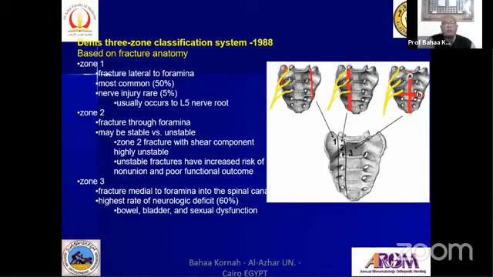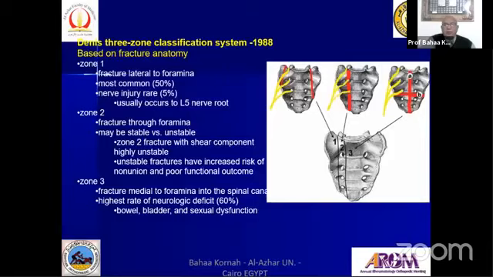Zone 1 is the fracture lateral to the foramen, the most common at 50%, and nerve injury is rare, accounting for 5%. Zone 2 includes the foramen, a fracture through the foramen, and may be stable or unstable. A zone 2 fracture with a shearing component is highly unstable. Unstable fractures have an increased risk of non-union and poor functional outcome. Zone 3 is a fracture medial to the foramen into the spinal canal, with a high rate of neurological deficit, about 60%.